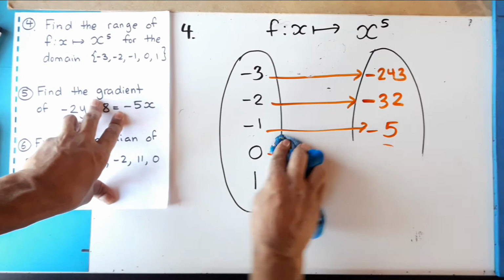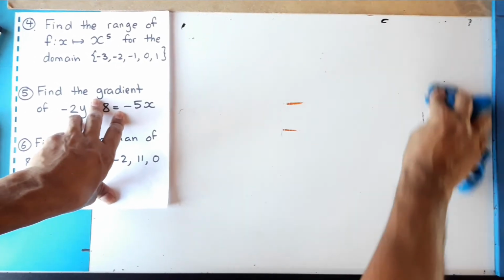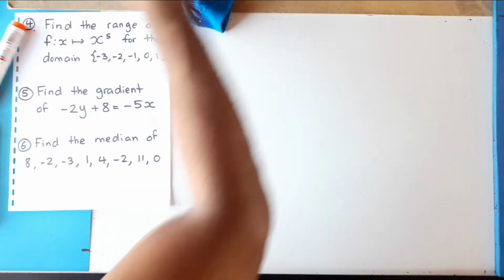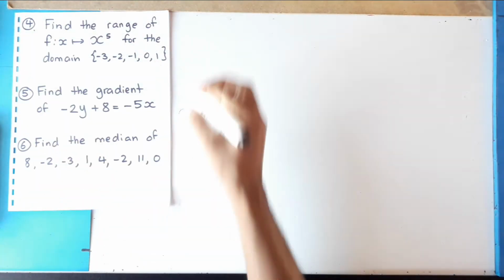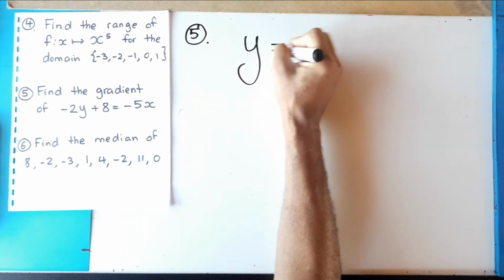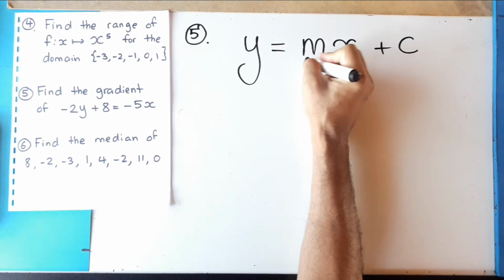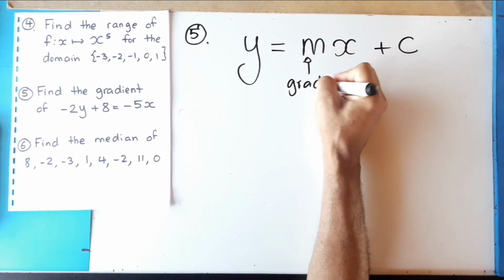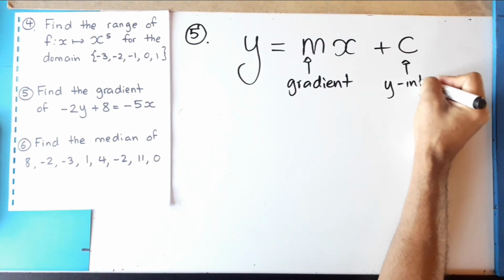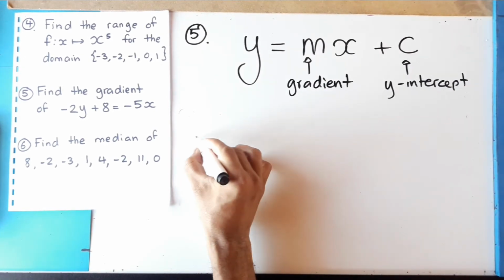Number 5. Alright, so number 5 seems to be a y equals mx plus c question. The equation of a straight line, y is equal to mx plus c. m is your gradient. c is your y-intercept. Right? Basic stuff.